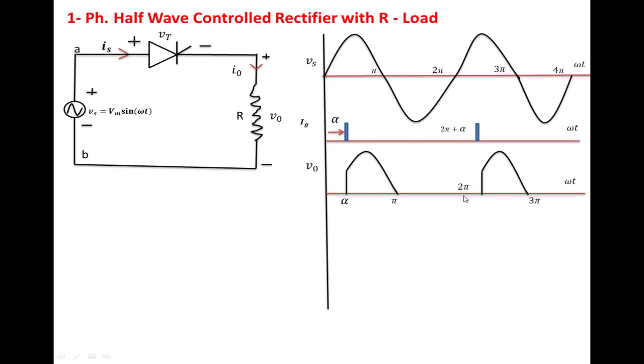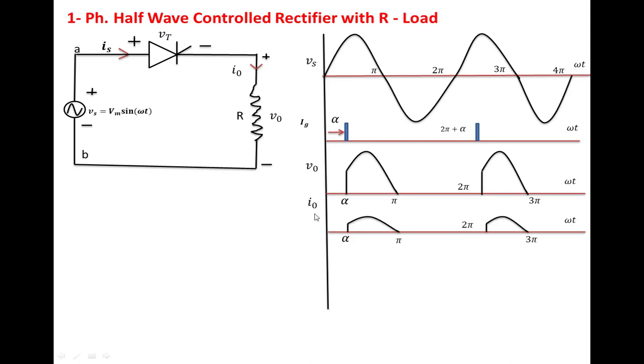After 2 pi, the SCR is forward biased, and with the delay angle alpha we again apply the triggering voltage to the SCR. Again the output voltage is the same as the input voltage up to 3 pi. At 3 pi, the SCR turns off. This type of commutation is nothing but natural commutation.